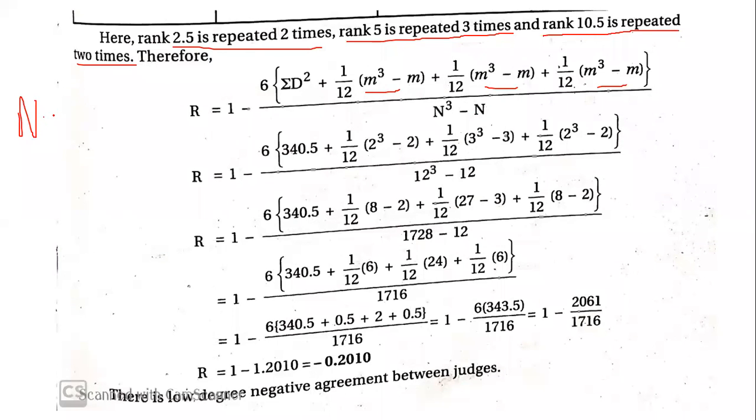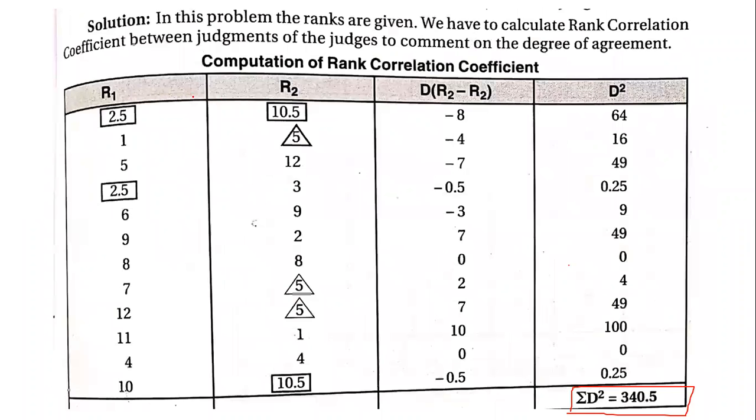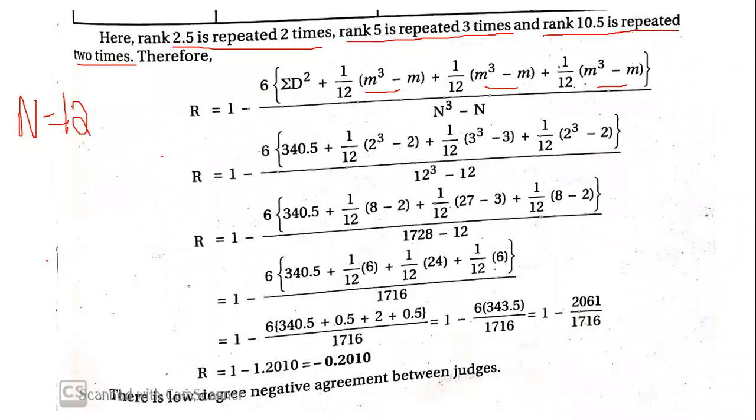So what is the total number of data? Total number of data is 12. So if you go back and check here, 1, 2, 3, 4, 5, 6, 7, 8, 9, 10, 11, 12. So we have 12 data. So capital R is equal to 1 minus 6 into [sigma D square, which is 340.5, plus 1/12 into] so firstly you can take any number.